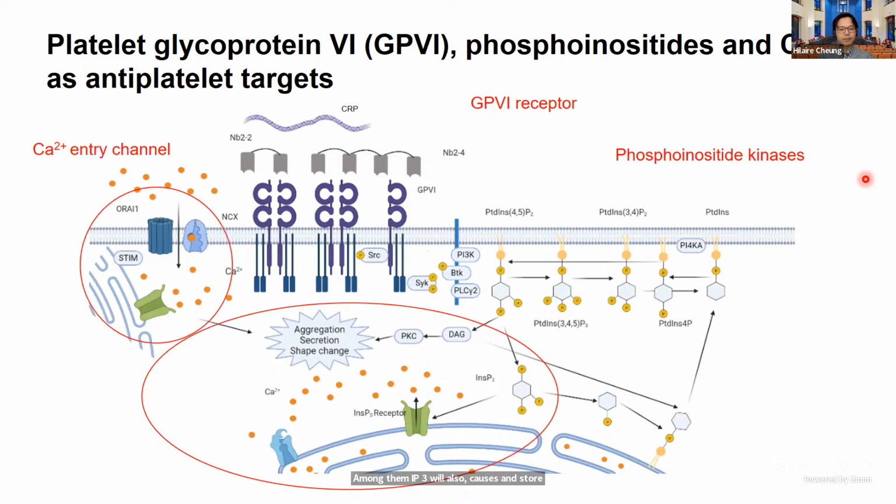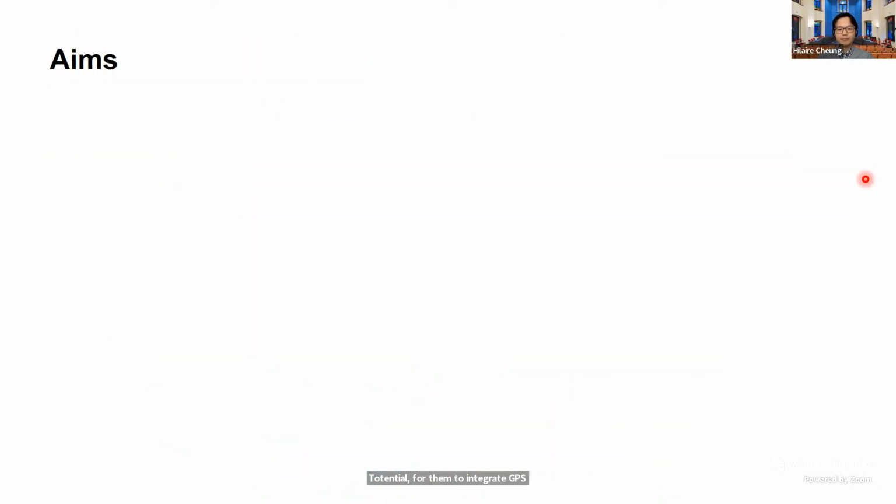Among them, IP3 will also cause store-mediated calcium release from the store, and extra calcium will enter the platelet cell through the calcium entry channel. So the combination of the mobilized calcium ions and the DAG and PIP3 will ultimately lead to platelet aggregation, secretion, and shape change. And therefore, the three highlighted, being the GP6 receptor, the phosphoinositide kinases, and the calcium entry channel, would be the potential targets to inhibit GP6 signaling.